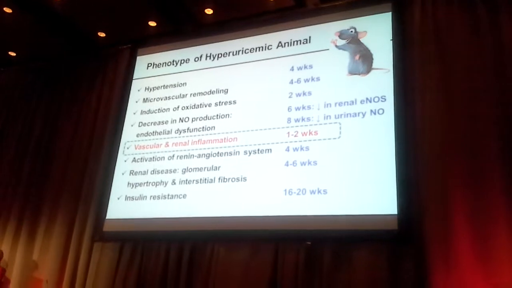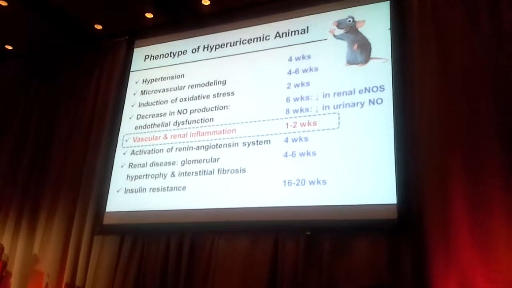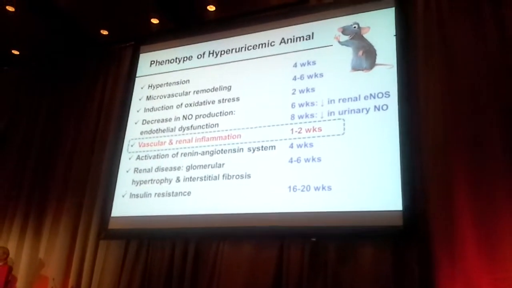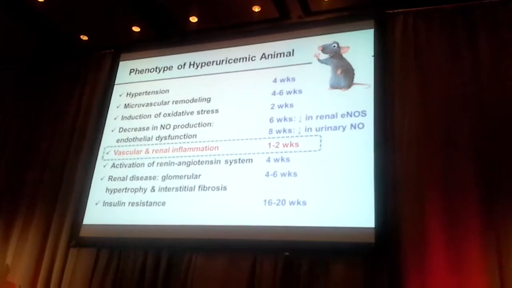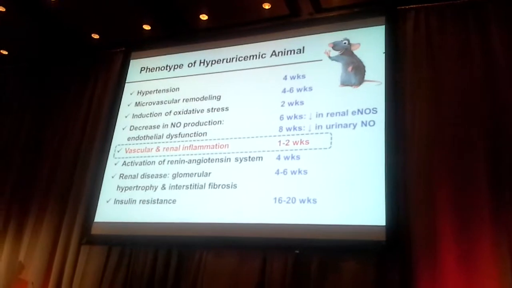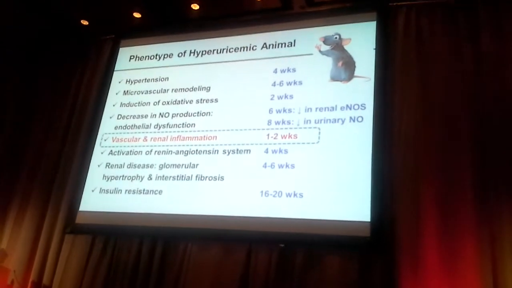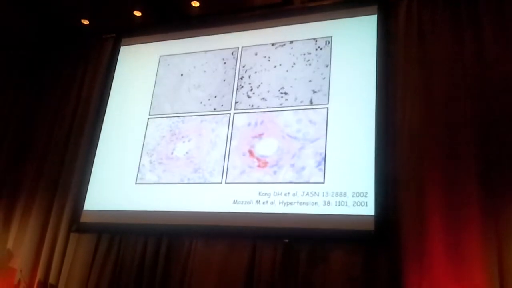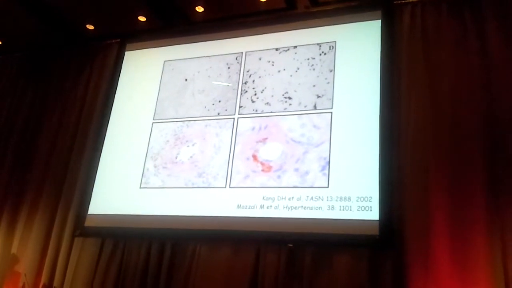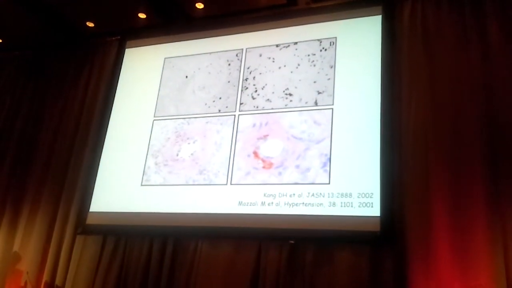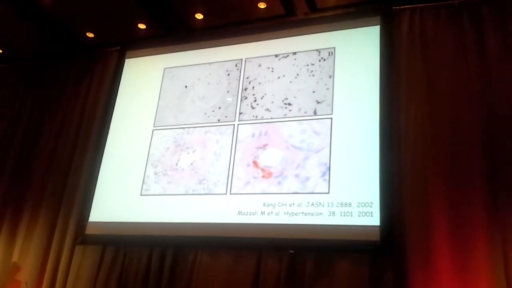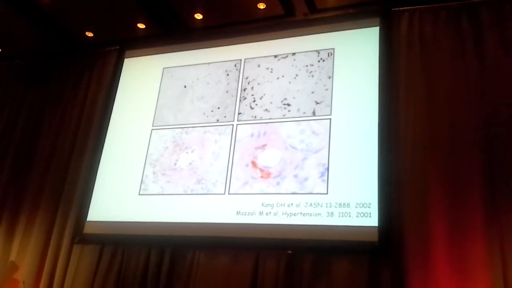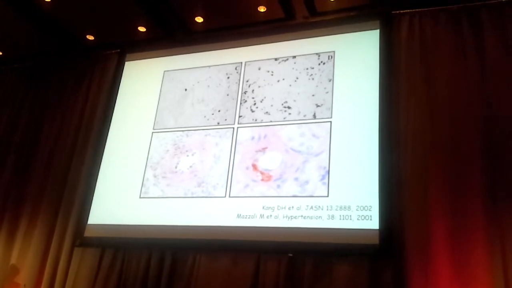As you can see here, vascular and renal inflammation is one of the earliest events in these animal models. The vascular and renal inflammation was evident 1 or 2 weeks after the development of hyperuricemia. This is actually a slide from our rat, the rat administered oxonic acid, which is a uricase inhibitor. That's the way we make the hyperuricemia.